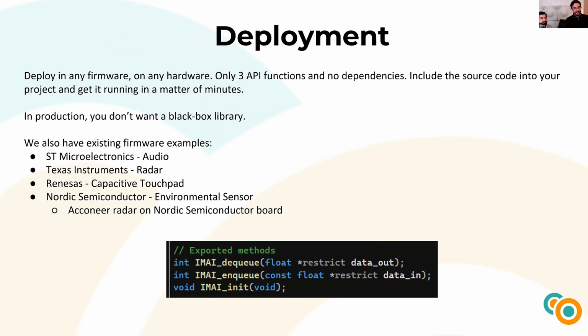Back to the slides. We have this belief that when you deploy for production, you want something transparent. Ideally, you don't want a black box, and you might want to be able to go in and debug it. But as Sam said, it's very easy to get started. It's a very simple API. And we also have pre-existing firmware examples to get you started with different platforms, as you see here on the screen.